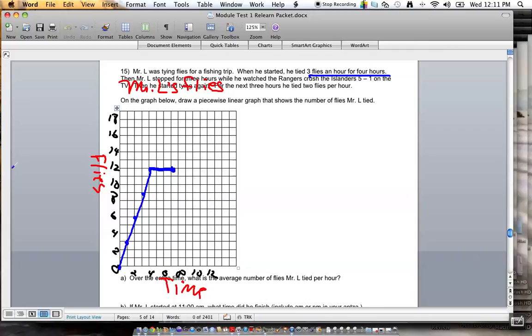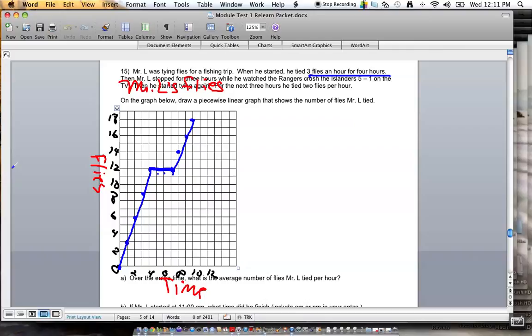There is my graph for 3 hours. 1, 2, 1, 2, 3. For 3 hours I stop. Don't put the dots as part of your graph. That's just teaching. And then I start tying again, and over the next 3 hours I tie 2 flies per hour. So 2 per hour. Up 2 over 1. Up 2 over 1. That is my graph.